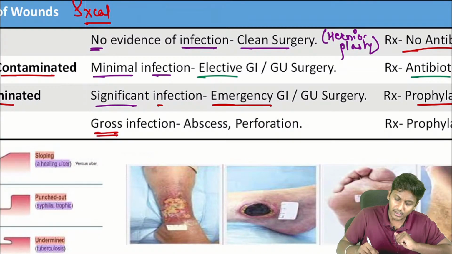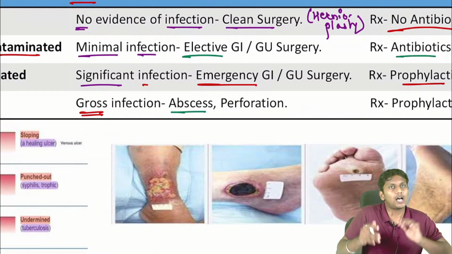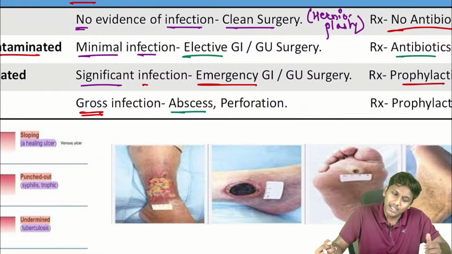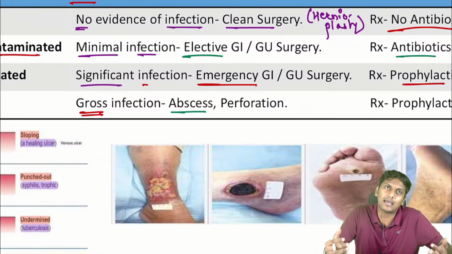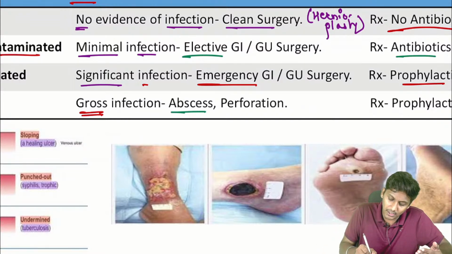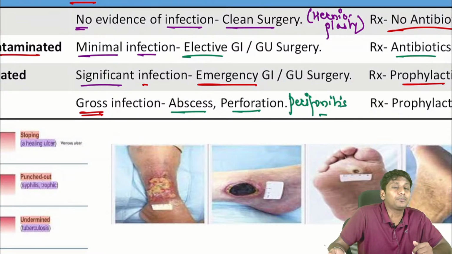Okay, so here definitely the patient comes to you with an abscess. अब abscess से और गंदा क्या हो सकता है? Definitely abscess is nothing but a pus collection. So abscess definitely is an example of a dirty wound itself. Or a case of perforation peritonitis. A case of perforation peritonitis, definitely that can also be an example.